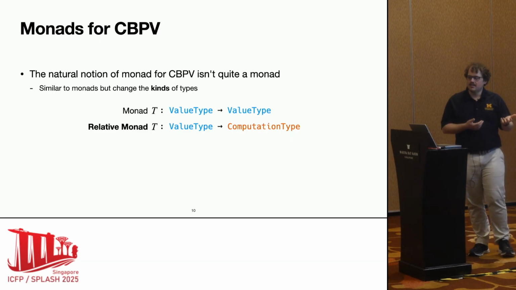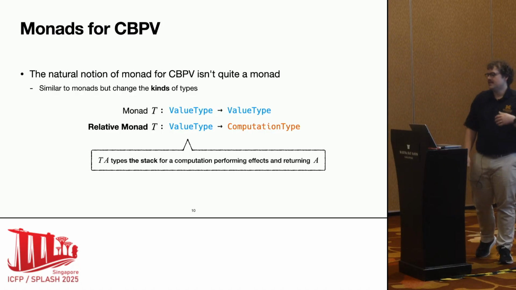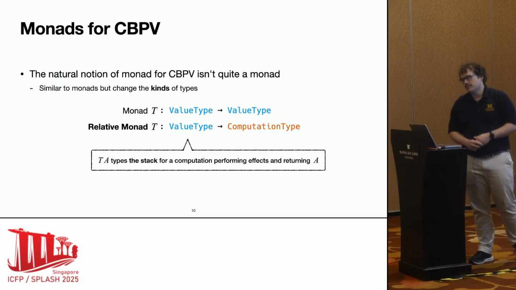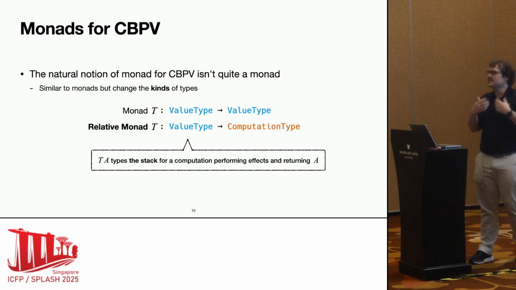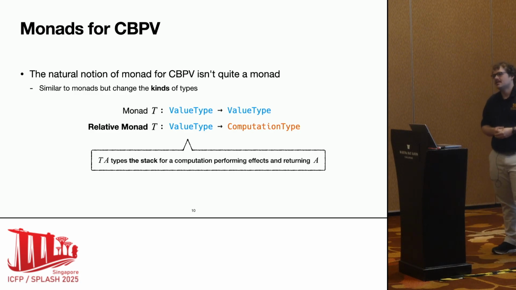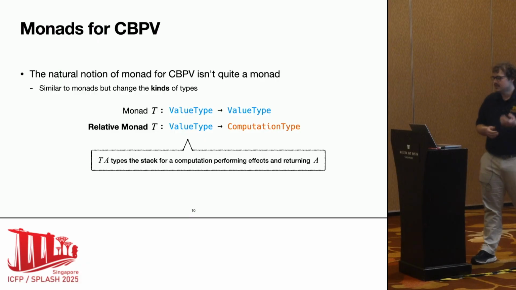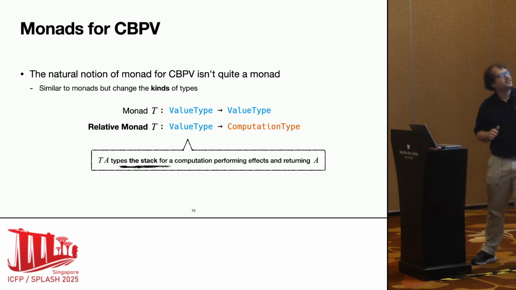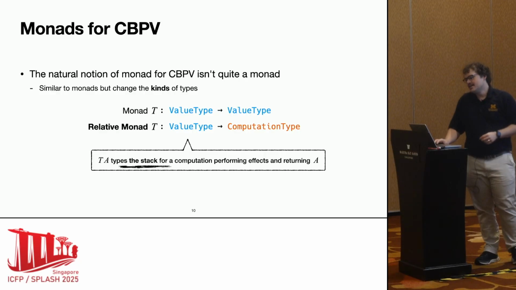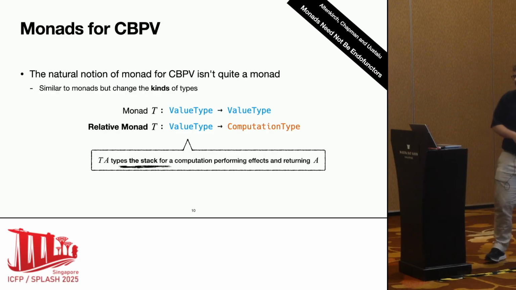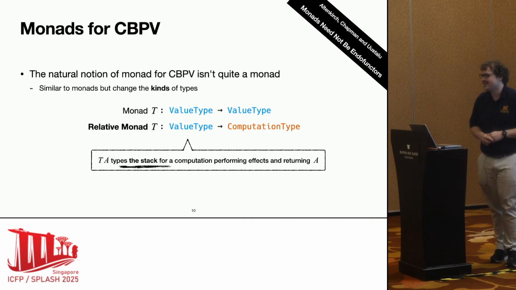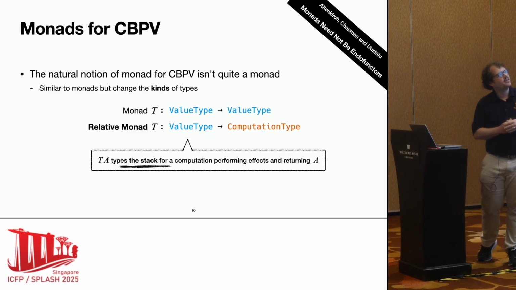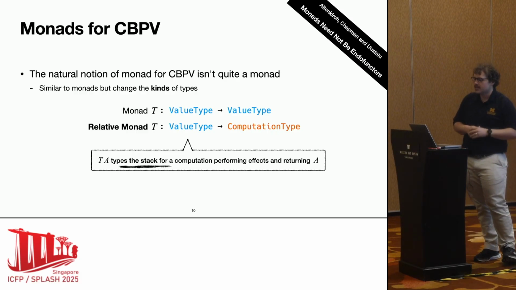It says I take in a value type and I return to you the type of the stacks for computations that perform the effects, right? And so if we're thinking about these computation types as a stack, I can directly express these kind of stack implementation strategies that we saw before. Okay? And this is not a monad because it's not even an endofunctor. And fortunately, there was a paper, Monads Need Not Be Endofunctors. And it turned out that this implementation that we came up with in call by push value exactly fit into this relative monad setting.